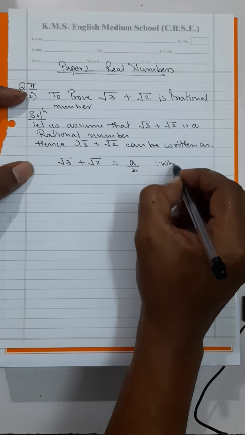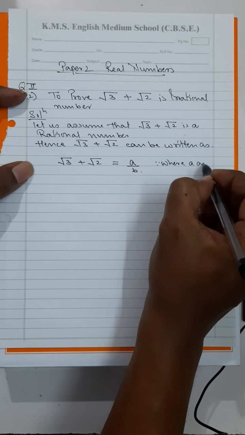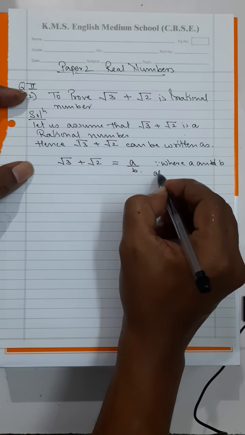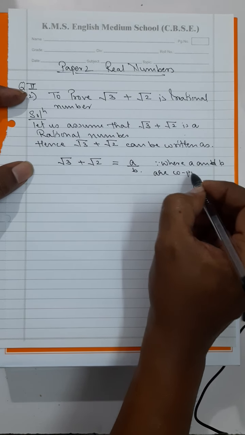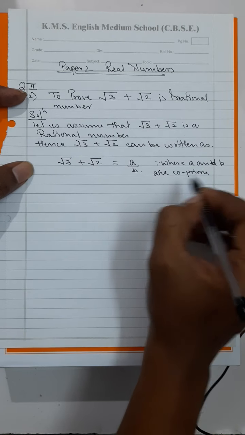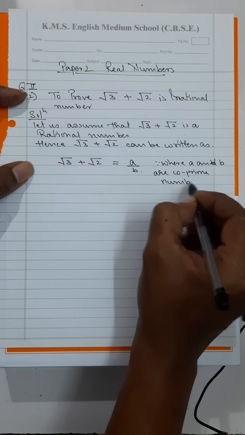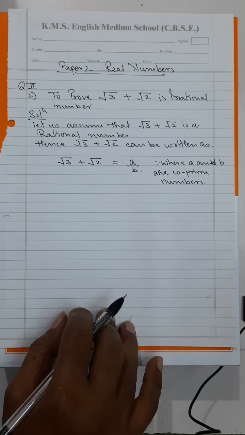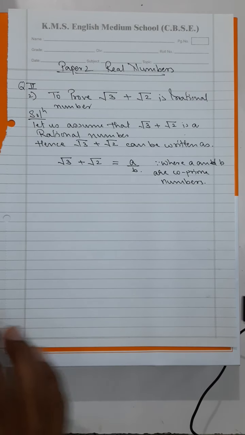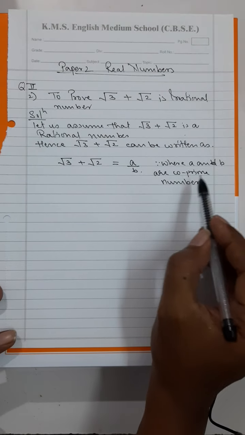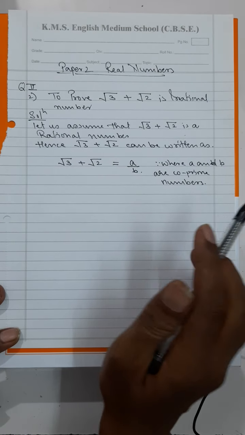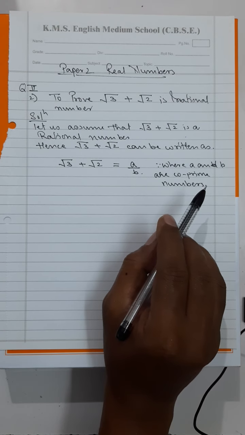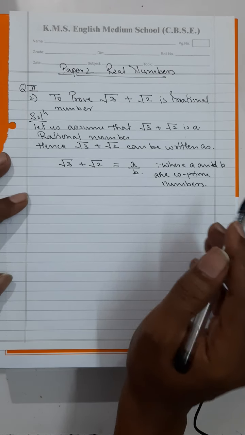where a and b are co-prime numbers. You have to understand each and everything. It will take some time for you all to absorb certain thoughts and a certain way of thinking, but keep on digging. Co-prime numbers means they don't have any common factor among them.